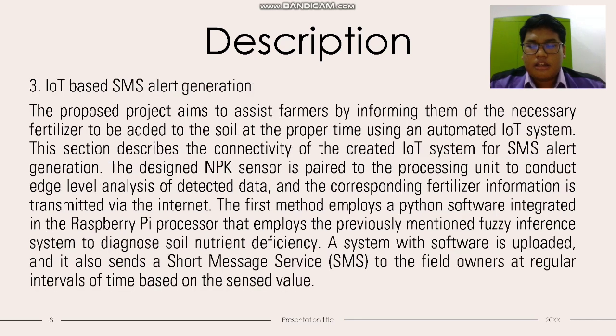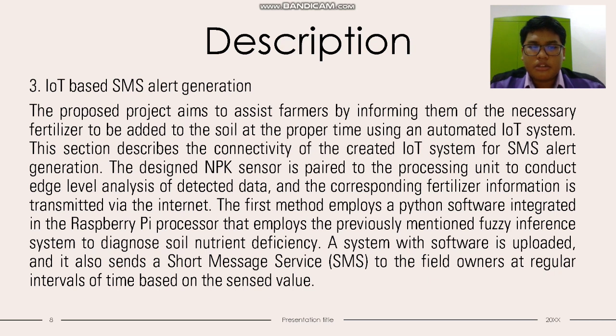Next, the proposed project aims to assist farmers by informing them of the necessary fertilizer that needs to be added to the soil at the proper time using an automated IoT system. This section describes the connectivity of the created IoT system for SMS alert generation. The designed NPK sensor is paired to the processing unit to conduct edge level analysis of the detected data, and the corresponding fertilizer information is transmitted via the internet.